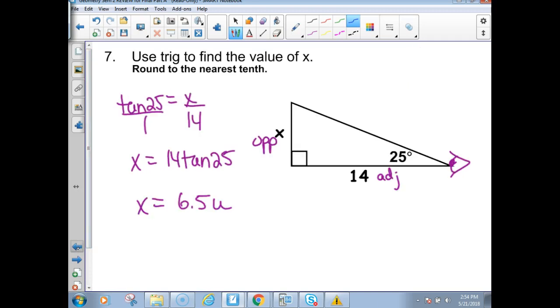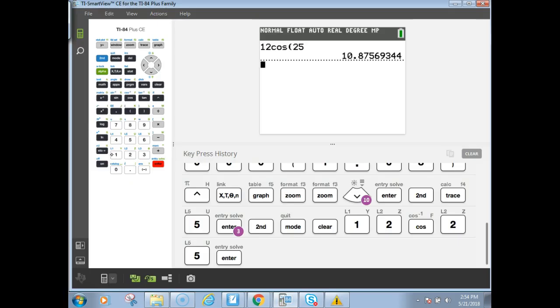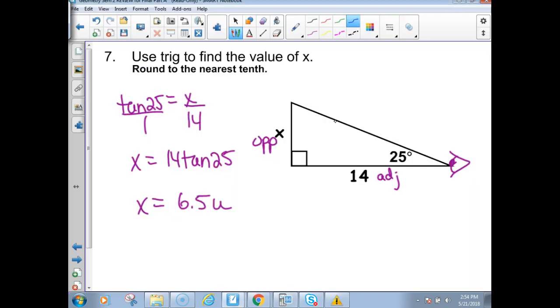Let me check number 7. Did you guys get something else? 14 tangent 25? No, that was 6.5.